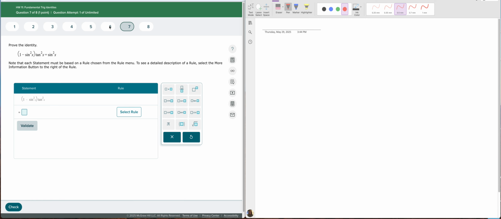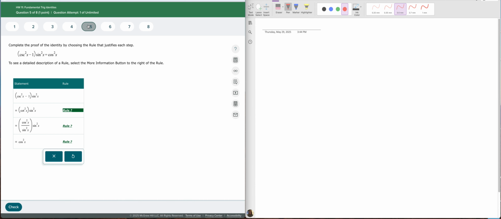With the trig identities, let's look at a couple of different kinds of things that we're going to be asked to do. One is to complete the proof of the identity. We can see here the identity is actually worked out for you, but we have to choose the correct rule that was applied. So again, remember, think Pythagorean identity here.